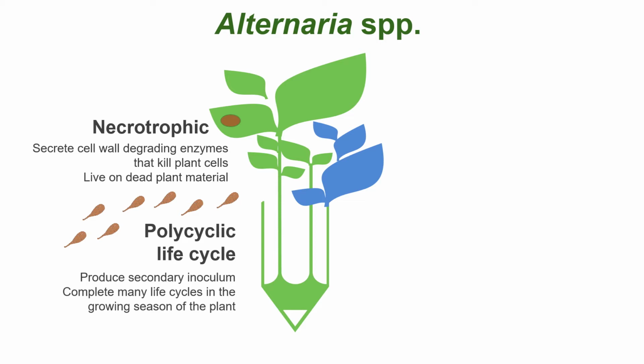Alternaria species have what is known as a polycyclic life cycle. This means, firstly, that they complete many life cycles or disease cycles in the growing season of the plant, but also that they produce secondary inoculum. And it's this secondary inoculum that results in epidemics.